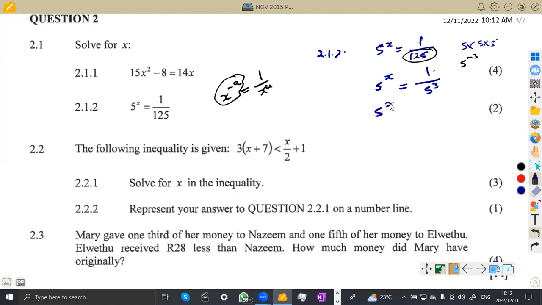So that means 5 to the exponent of x is equal to 5 to the exponent of -3. If the bases are the same like this, it means the exponents are the same. So therefore, x is going to be equal to -3. All right, so that was the question.